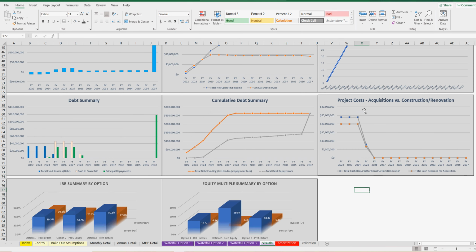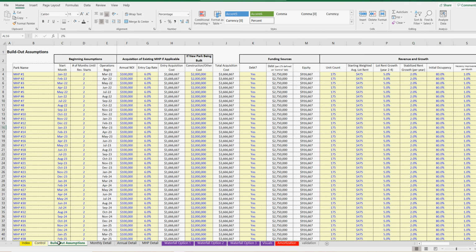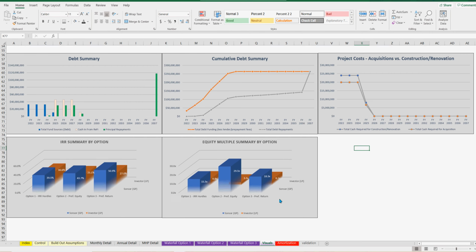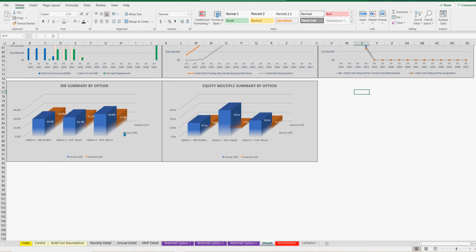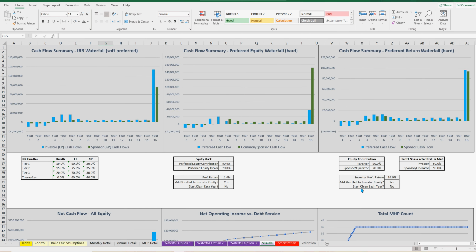Then you've got project costs. So this shows what amount of the project costs were from acquisitions, which is this one, versus construction renovation. And that's just purely a function of whatever you're putting in for these numbers here, these three columns for each park. Then I just put the IRR and equity multiple summaries per sponsor investor in here, as well as the control. So you've just got a spot where all the visuals exist that are on the entire model.